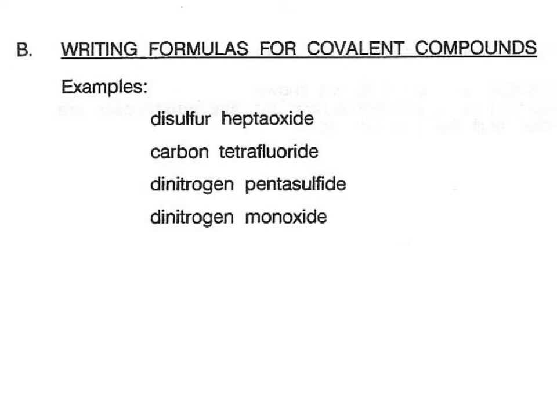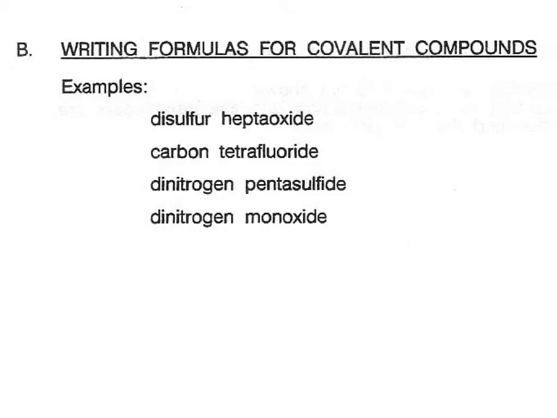So the first one says disulfur heptaoxide. So we're going to put S for sulfur, then we're going to put a 2 for the di part. Then we're going to put O for oxygen, which was oxide, and we're going to put 7 for hepta. So we get S2O7. Why don't you try the next one? Let's go ahead and pause the video for a moment.